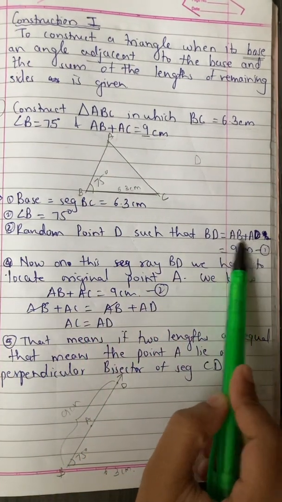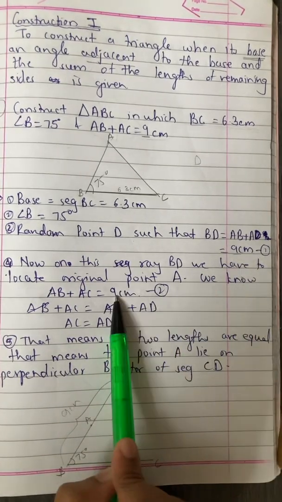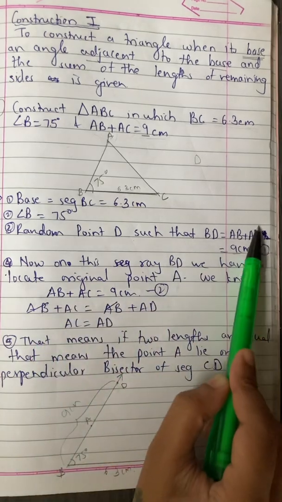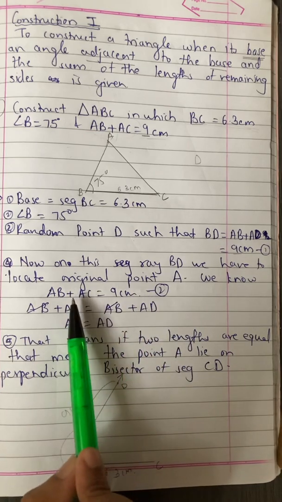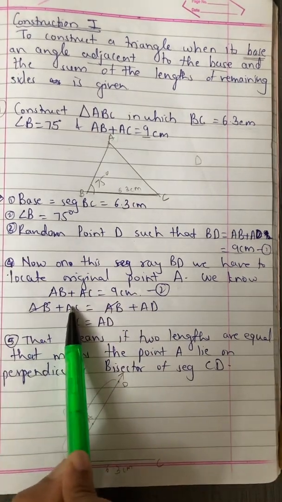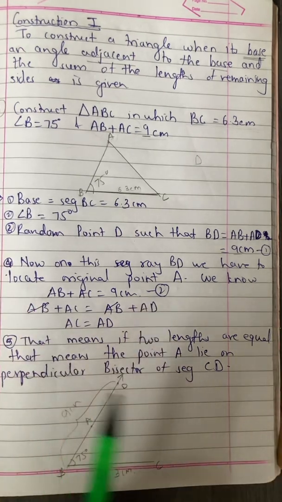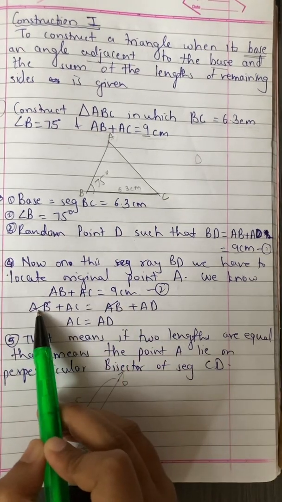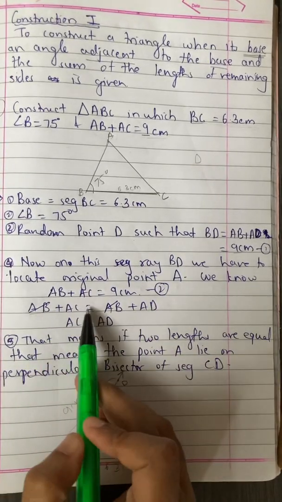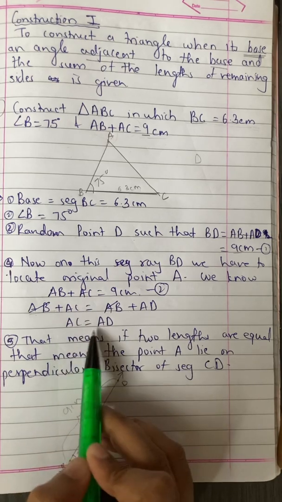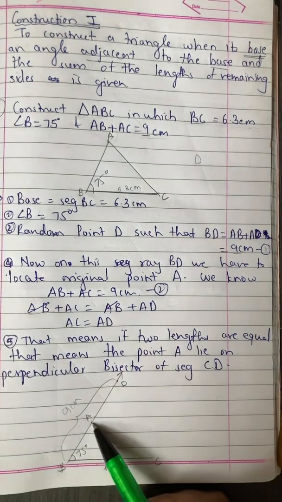We see that the LHS of both equations is equal, that means 9 centimeter and 9 centimeter. So if the LHS is equal, we can equalize the RHS. The RHS of equation 1 is AB plus AD, and the RHS of equation 2 is AB plus AC. When I equalize the RHS of both equations, there is one common part on both sides, which is AB. So now you can cut AB, and the remaining part you write as it is. That means AC is equal to AD.